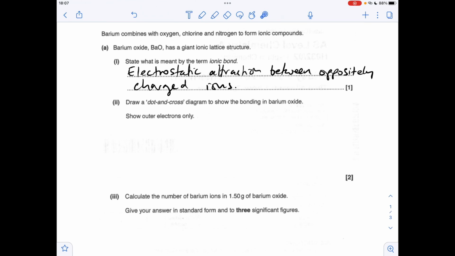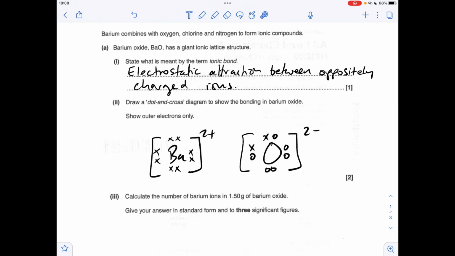So ionic bond is the electrostatic attraction between oppositely charged ions. Moving on to the dot and cross diagram now for barium oxide. Starting with the barium ion, I've gone for crosses for the electrons. So 8 electrons in the outer shell, 2 plus charge, and you can have an empty outer shell there if you want. And moving on to the oxide ion, so oxygen's in group 6, so I need 6 of a different type of electron, so open circles, and there's the 2 electrons from the barium, 2 minus charge.